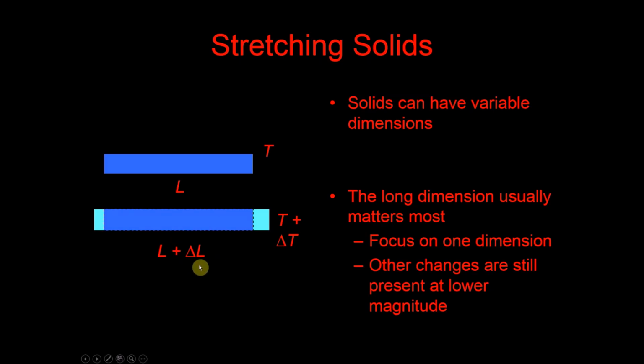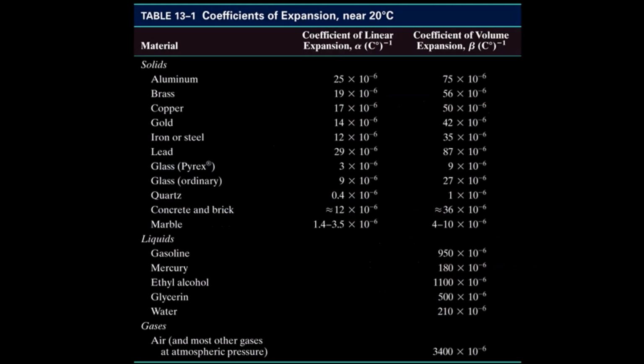Different materials will have a different response to being heated. So the amount of delta L, how much your material will change in length per degree of temperature, is something that you need to know. And quite honestly, that's usually in a formula, in a table, and usually referred to as the coefficient of expansion or coefficient of linear expansion.